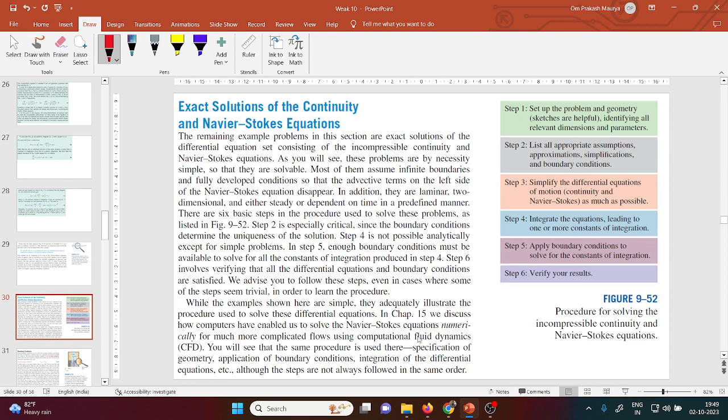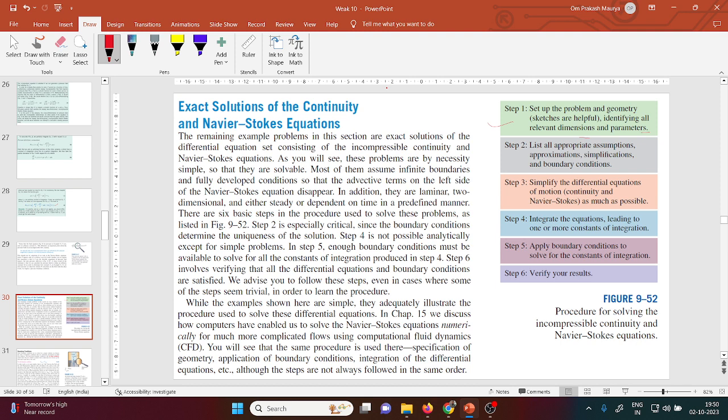the exact solution of the Navier-Stokes equation is very, very difficult as an analytical solution. But some simple problems we can solve with lots of assumptions. So what are the steps? The first step is to set up the problem and geometry, where a sketch is definitely helpful, and identify all the relevant dimensions and parameters.